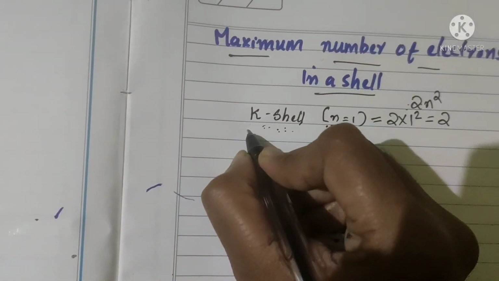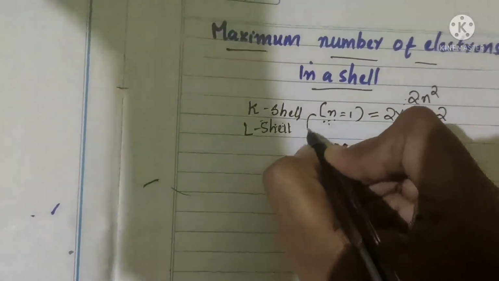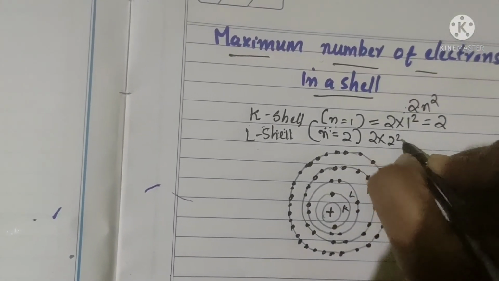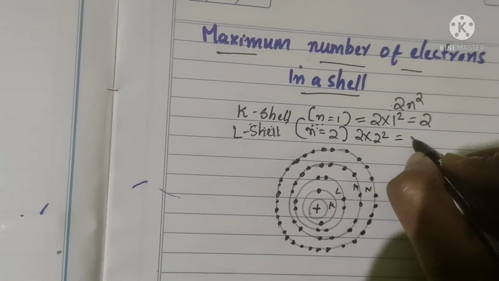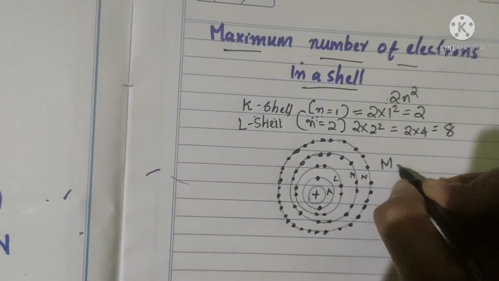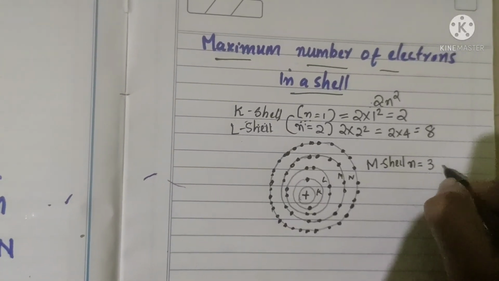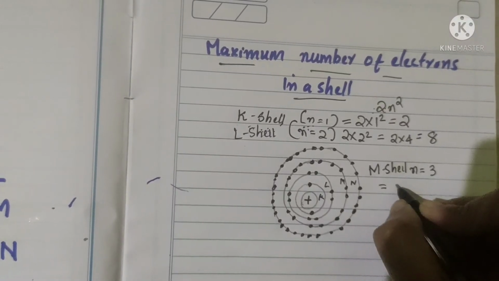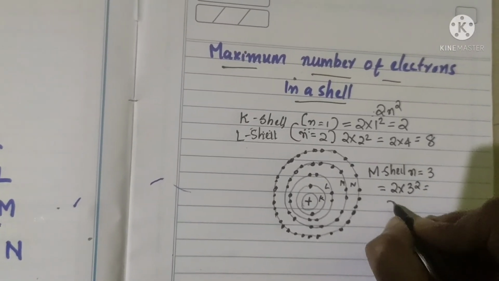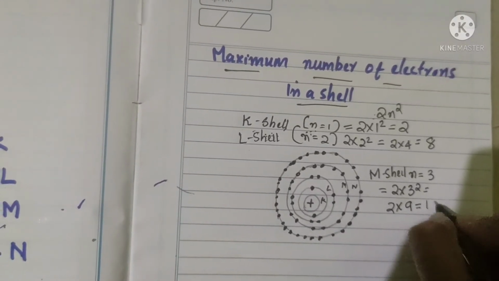Then the maximum number of electrons which can be accommodated in the L shell, n equals 2: 2 into 2 square, which is equal to 2 into 4, which is equal to 8. Then the M shell, n equals 3: 2 into n square equals 2 into 3 square, which is equal to 2 into 9, which is equal to 18.